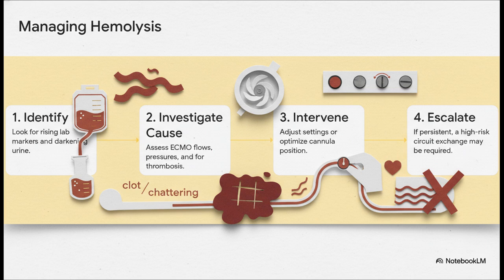Are the pump flows too high? Is the drainage cannula chattering against the vessel wall, telling you there's inadequate preload? Or is there a clot forming somewhere in the circuit? Our interventions follow that investigation. We might back off on the flows or optimize the patient's volume status. If those simple measures fail, we have to escalate to a full circuit exchange, a procedure that is incredibly high risk, especially in an awake patient who is 100% dependent on that circuit for their survival.